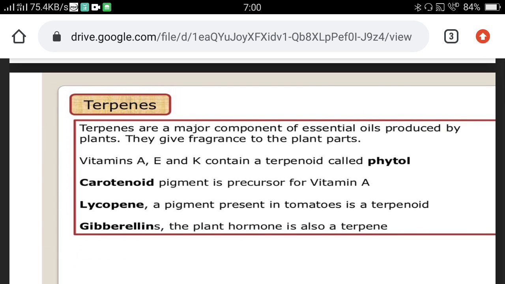Terpenes are a major component of essential oils produced by plants. They give fragrance to the plant parts. Vitamins A, E, and K contain a terpenoid called phytol. Carotenoid pigment is a precursor for vitamin A. Lycopene is a pigment present in tomatoes as a terpenoid. Gibberellins, the plant hormone, is also a terpene.